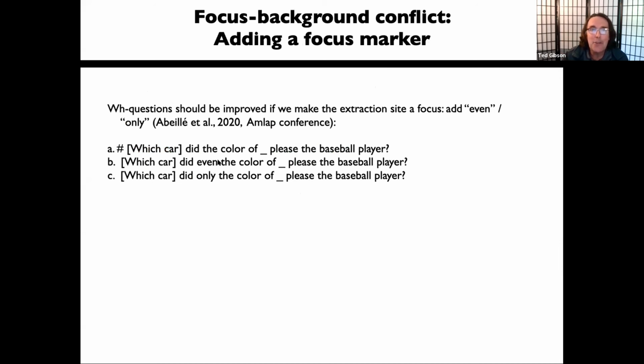Fascinatingly, if you add a focus marker to those backgrounded things, you make them into a focus. So "which car did the color of please the baseball player" is not very good. But if you make it "which car did even the color of" or "only the color of please the baseball player," these things get way better. This is just what the focus background conflict predicts. Okay, I'm wrapping up now.